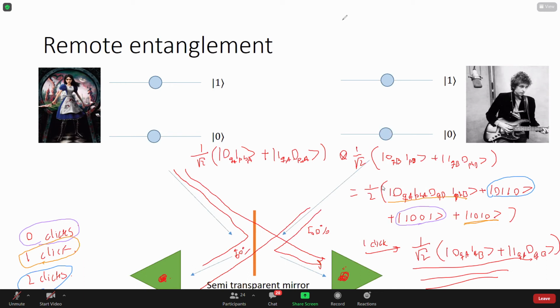Any questions for this? I do not fully understand why the blue color, for instance, corresponds with 2 clicks. Yes, okay, good point. So let's start with the question here. The question was, if we have this state here, why does that give 2 clicks?